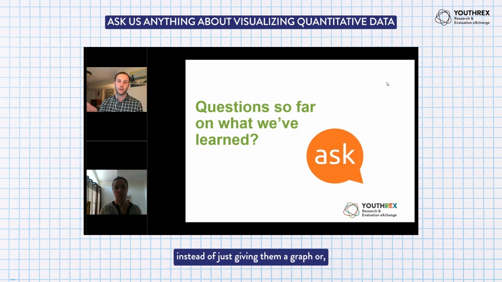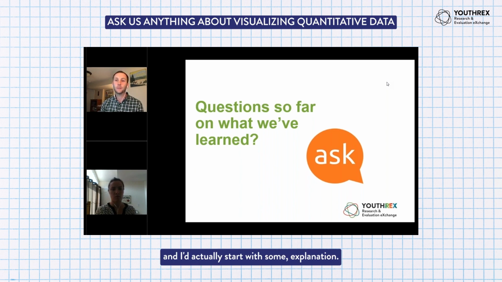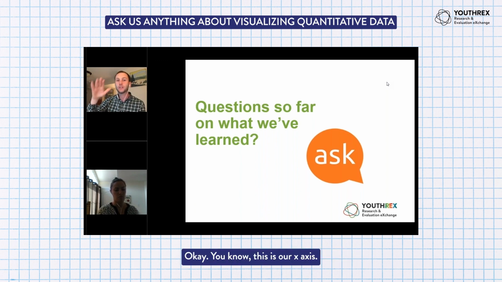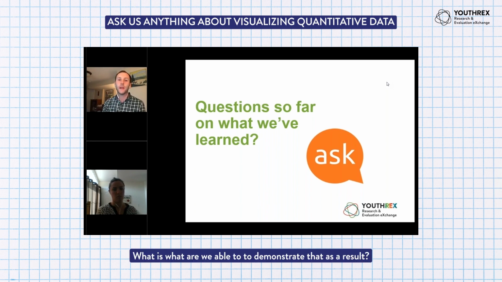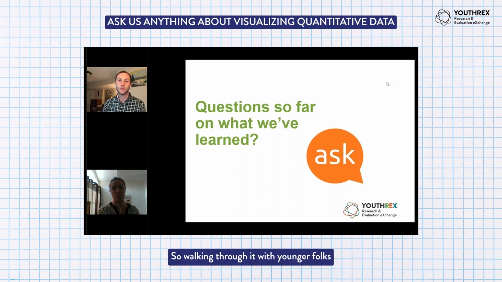Instead of just giving them a graph or giving them a report, for example, and saying, okay, read this and figure out what's important here, I'd actually start with a presentation, and I'd start with some explanation. I wouldn't even go to the results first. I would start with explaining the graph. You would know your audience, but it might be useful to review: this is our x-axis, this is our y-axis, what are we plotting on the x, what are we plotting on the y? What are we able to demonstrate then as a result? So walking through it with younger folks who might not be as familiar, I think would be really effective.